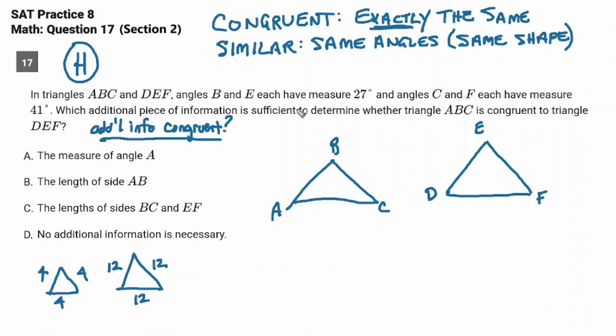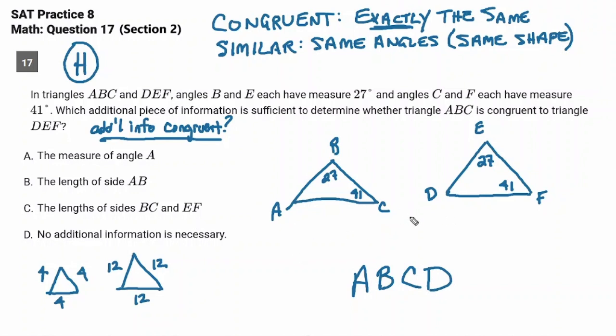So B and E have 27 degrees. They're in the same spot. Okay, that's good. And C and F are 41 degrees. All right, you definitely want to write A, B, C, D because you're definitely going to have to cross off here. We are not going to go through a geometric proof. We're just going to eliminate answers that can't be right.